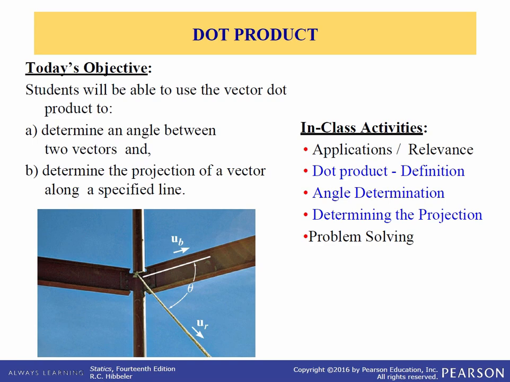After today, you will be able to use the vector dot product to determine the angle between two vectors and determine the projection of a vector along a specified line. And I'll go into more detail about what projection of a vector means. So today we'll go over some applications. We'll define the dot product. We'll figure out how to determine the angle between two vectors, and then figure out the projection of a vector along a line. And then we'll do some problem solving.